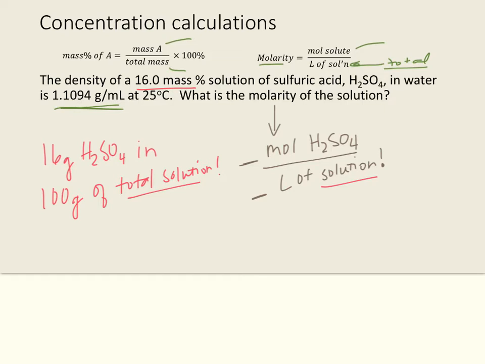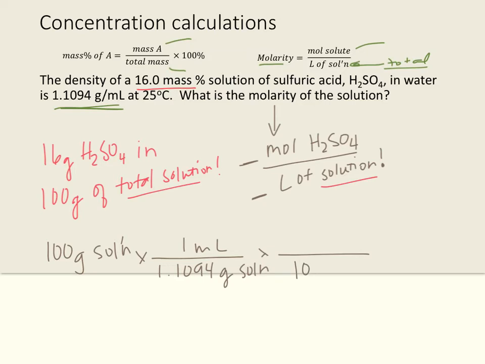Now I have grams, right? I have 100 grams of solution, and I know from my density that there's 1.1094 grams of solution in every milliliter. Whoa, that's backwards. That's weird. In every milliliter. And what I need up here is liters, not milliliters. So there's 1,000 milliliters in 1 liter. So if I divide all that out, 100 divided by 1.1094 divided by 1,000, then I end up with 0.0901 liters. So this is my liters of total solution. So I found my denominator here.